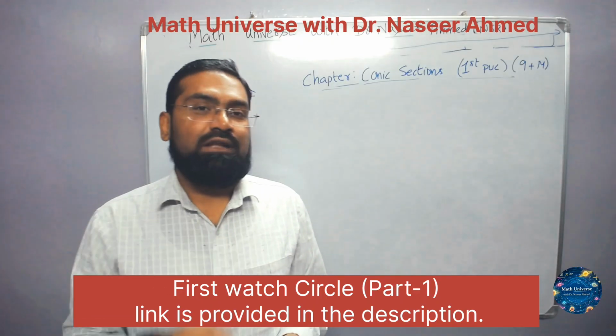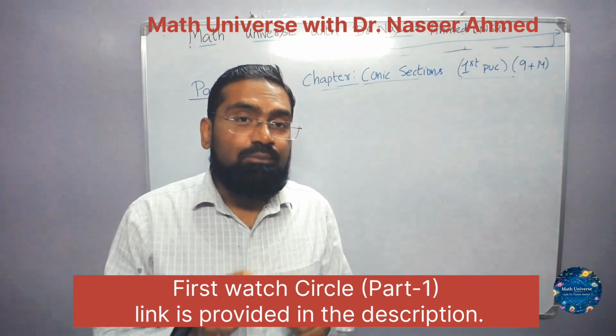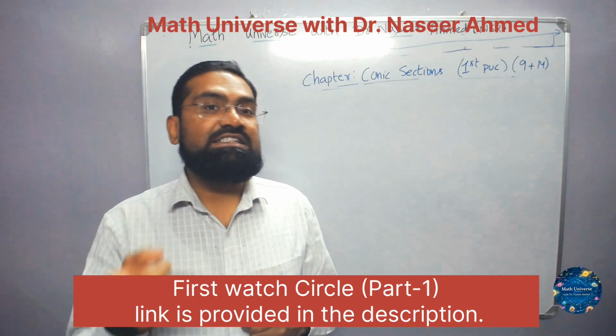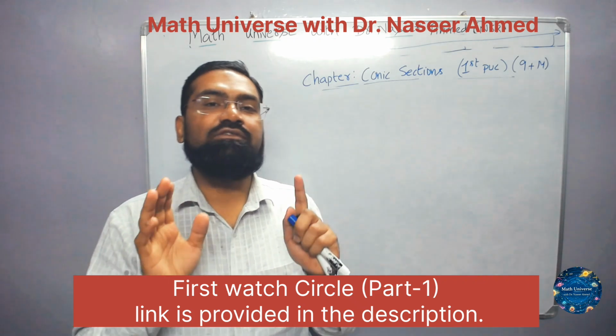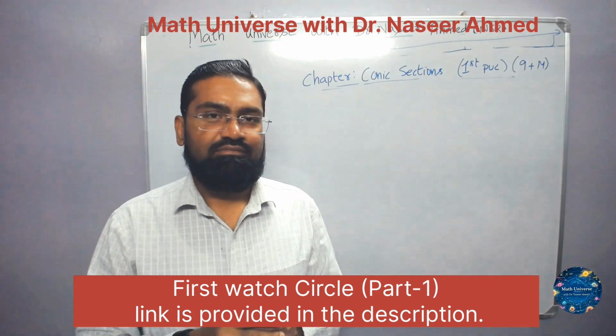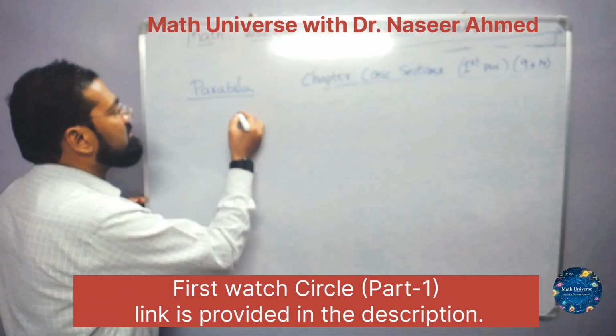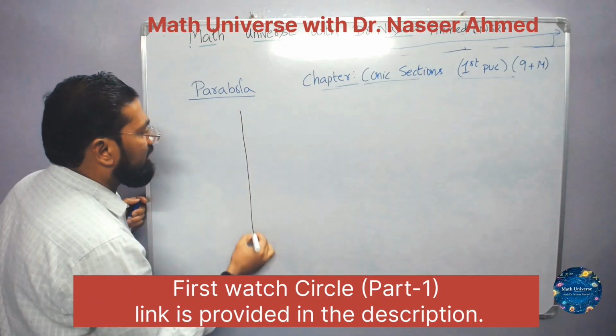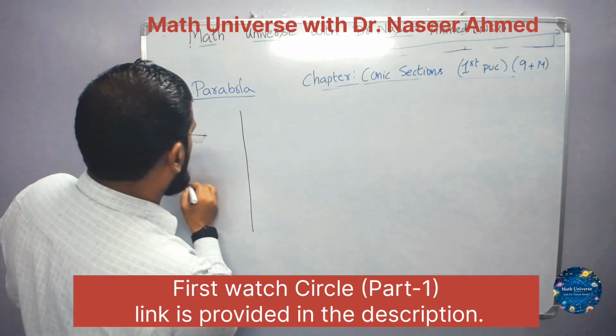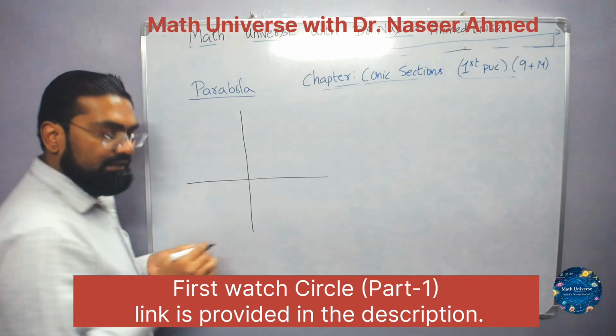Now what is a parabola? It is the set of all points in a plane such that the distance from a fixed point and a fixed line is always the same. Okay, it is equal. Let's try to understand better. Presently I'm not taking any coordinate axis, just two lines. Okay, see carefully.